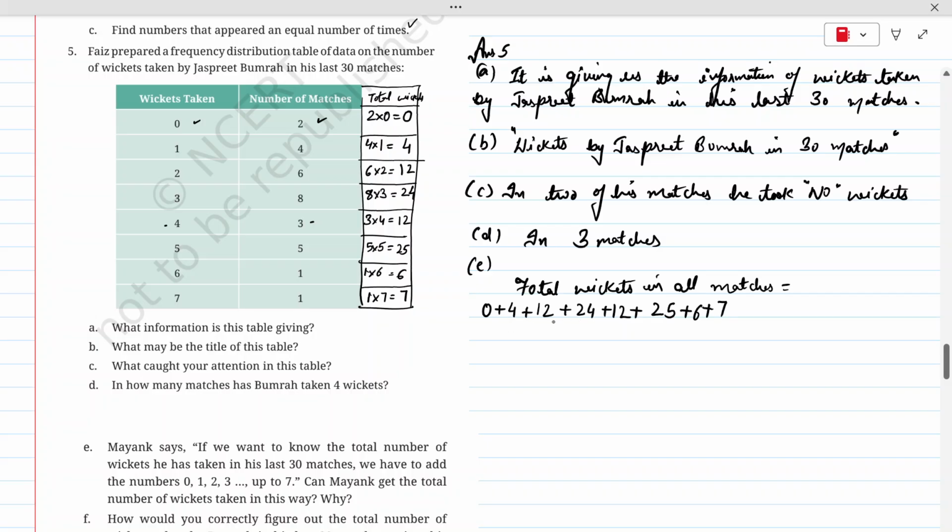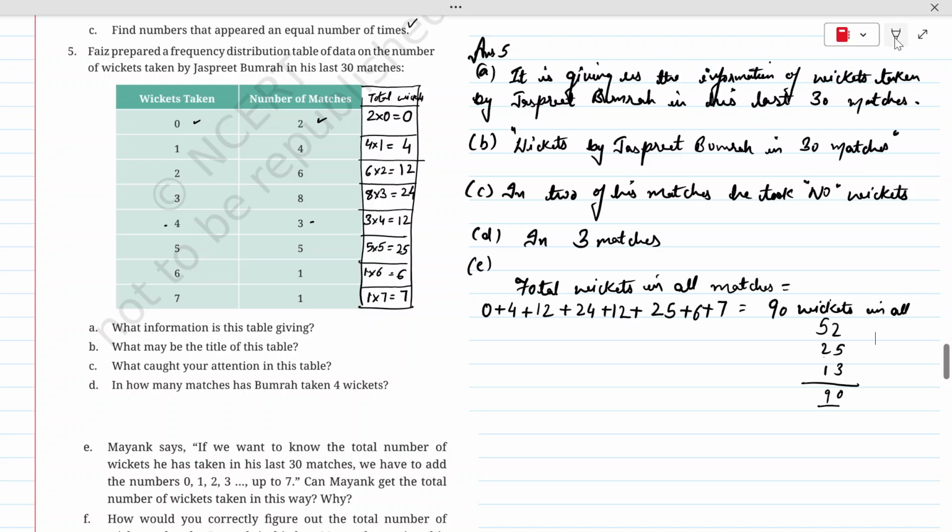So we have 12 plus 4, 16. 16 plus 24, we'll get 40, right? 40 plus 12, we will get 52. Then we have 52 plus 25 plus 13. This will give us 90. So it is 90 wickets in all. I'm writing it here. It is 90 wickets in all.